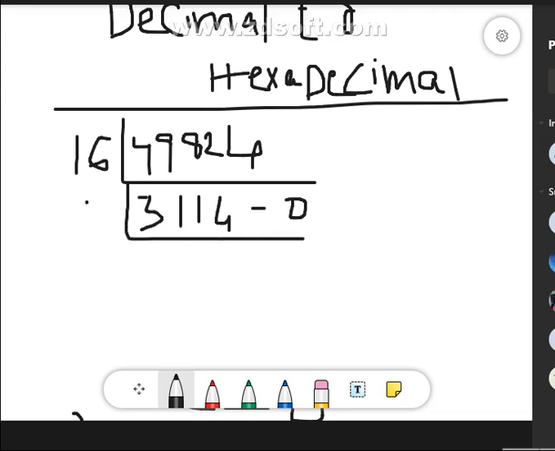Next, again we have to divide it with the 16, the number 16. 16 1s are 16, 15 1 5 1 4, 16 7s and 16 4s. Here we will get the remainder 10.